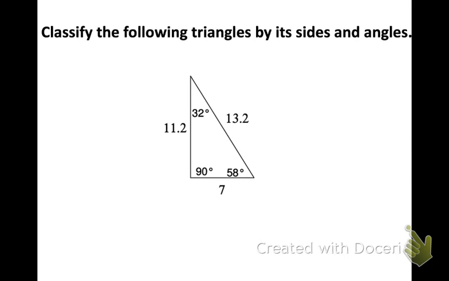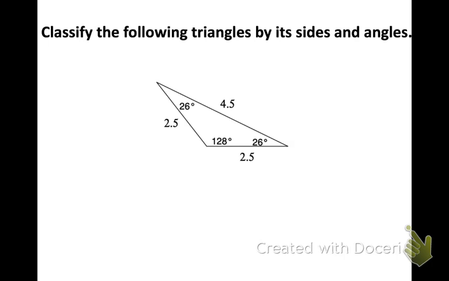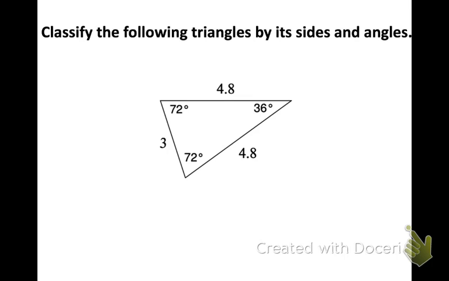For this one, all my sides are different, so scalene. I have one 90-degree angle, so scalene right, or right scalene. You can say it in any order. For my sides here, I have two 2.5, so I've got two congruent sides. That would be isosceles. And then look at that 128 degrees, which would make it obtuse. For this one, you have two congruent sides, so isosceles. And all your angles are less than 90, so isosceles acute.